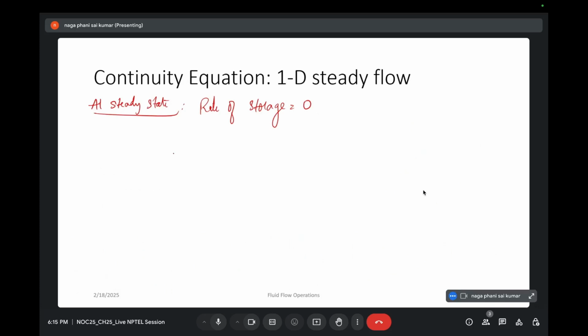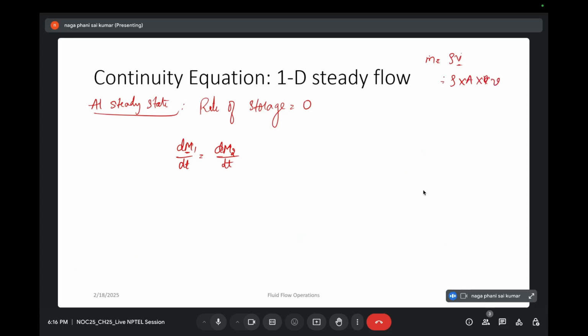So let's write dm1 by dt, the rate of change of mass in, equal to dm2 by dt, the mass out. How do you calculate mass? Mass is nothing but density into volume. And here we are talking about mass flow rate, so this will be volume flow rate. How do you calculate rate of change of volume? Area into velocity.